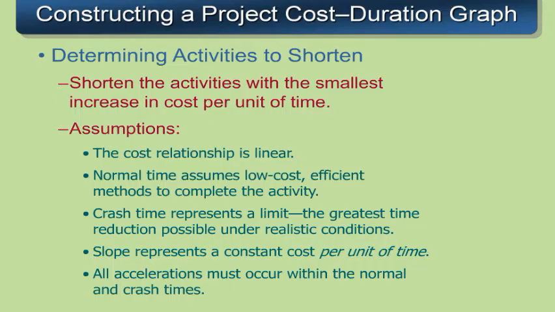When we're doing this, we're going to make some assumptions which in general hold up pretty well. We'll assume that there's a linear relationship between cost and time, and that our normal time costs that we figured out in our cost estimates for the project are the low cost, efficient method to complete the activity. The crash time represents a limit, the greatest amount of reduction we can achieve on a particular activity under realistic conditions. The slope we get from the normal and the crash times represents that cost per unit of time. And any reduction in time must occur within the normal and crash times for any particular activity.